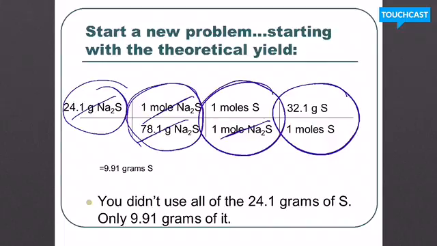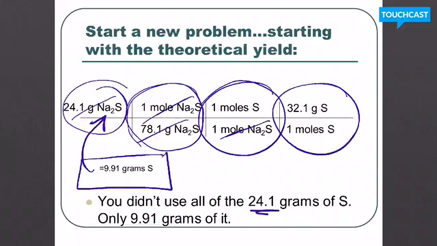Okay, so this answer right here represents the amount of sulfur that it took to make that amount of your product. You'll notice that we had way more sulfur available to us. We didn't use all that was available. We had 24.1 grams available. It looks like we only used about 9.91 grams of it.